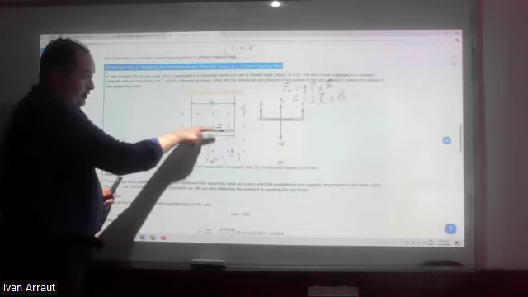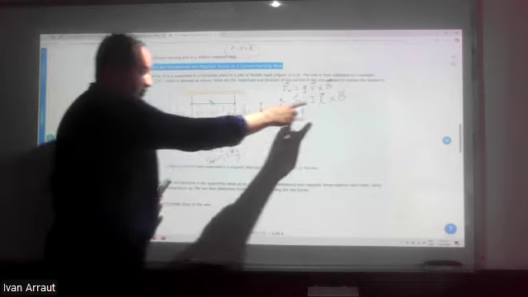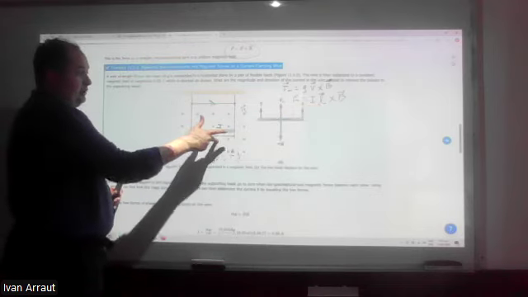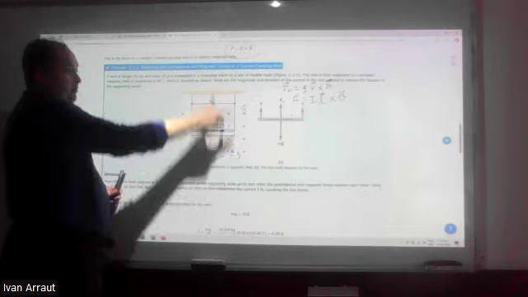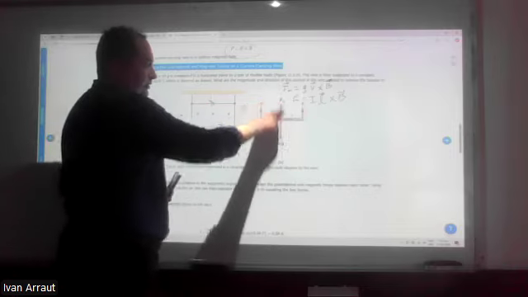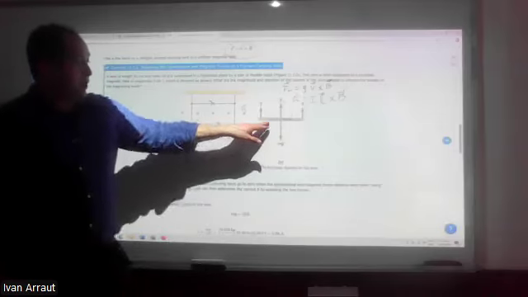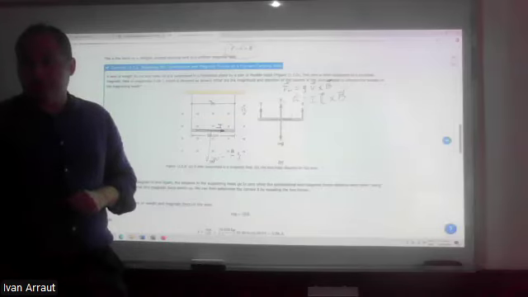The current points in the direction of the length, cross the magnetic field, which is entering the board, so the force will point upward, which is what happened here. And then we want to find what is the current necessary for keeping the equilibrium.